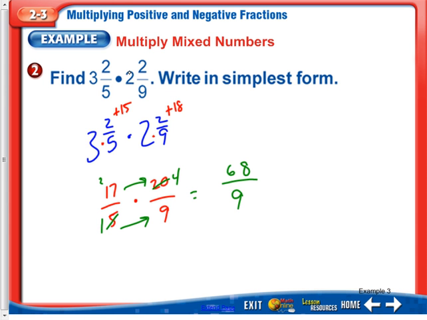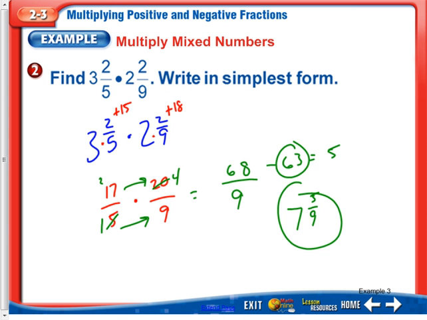mixed number, so I want to answer it as a mixed number. So I'm going to go ahead and subtract this by 63, multiple of 9. All right, I'm going to have 5 left over. This 63 is going to give me 7 whole and there's 5 out of 9 left over. It is positive because both of these are positive, so this is my final answer in simplest form.